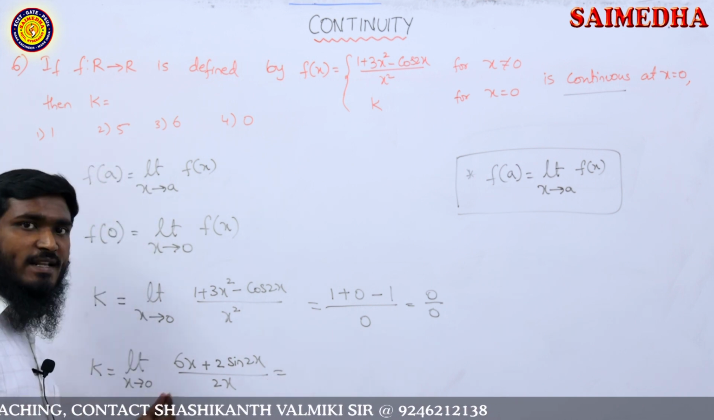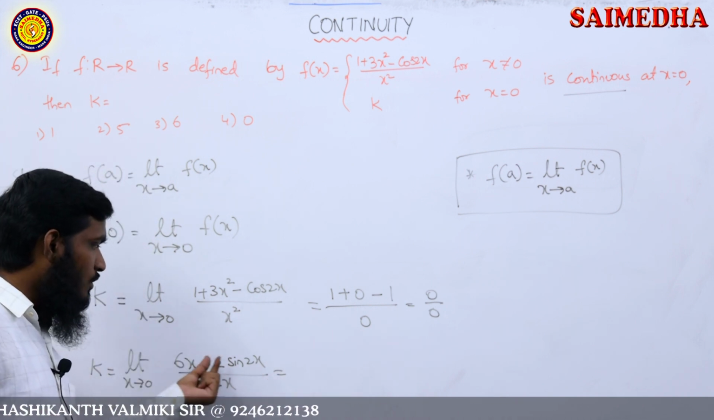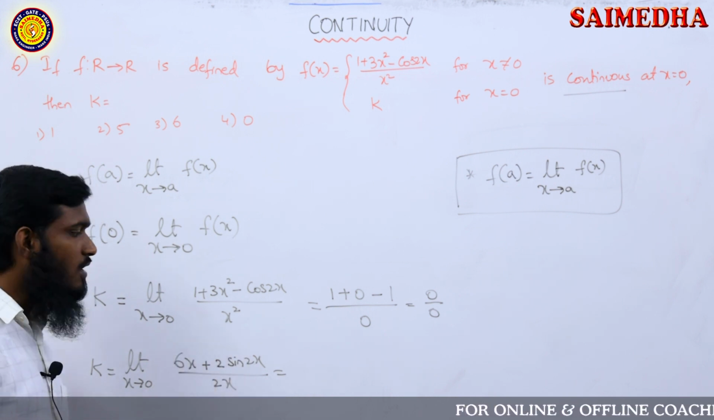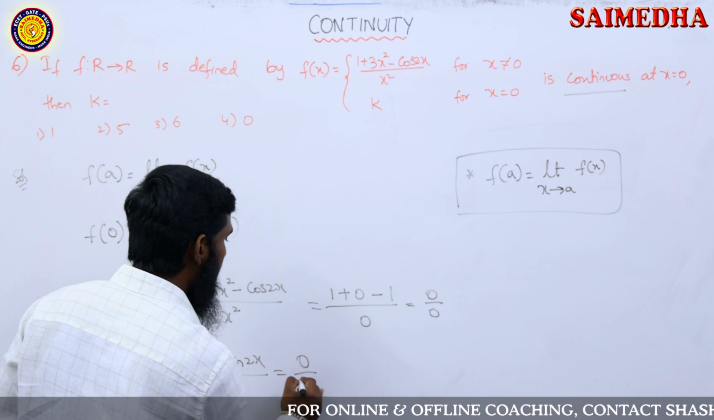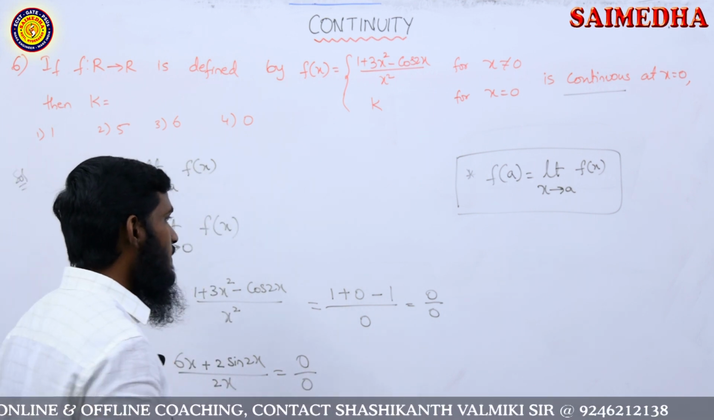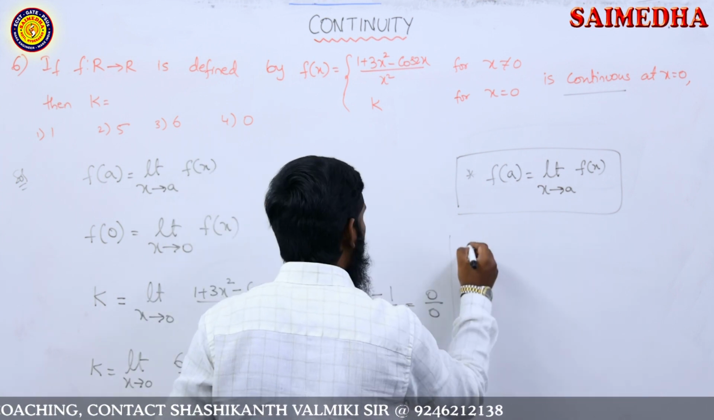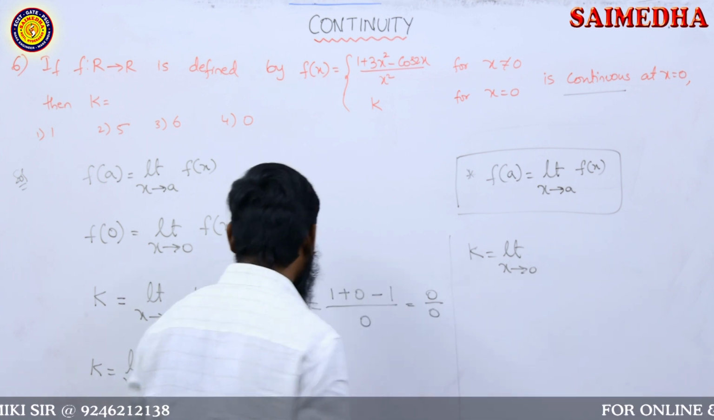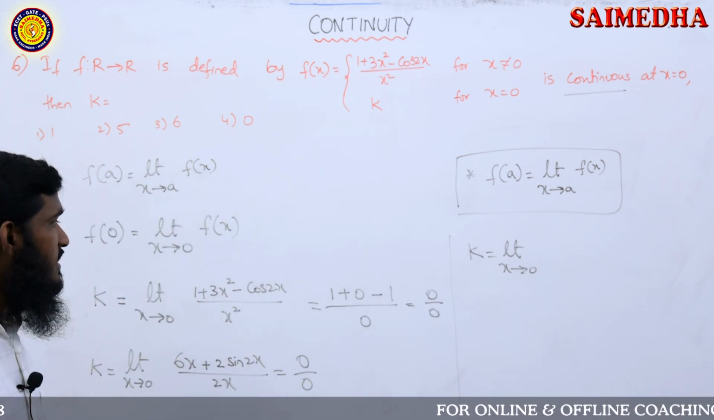Now if you are substituting the x value, this part will become 0, sin 0 is 0, so the numerator we are getting as 0 and the denominator is also 0. So 0 by 0, again we are getting indeterminate form. So what we have to do? We have to apply again the L'Hospital rule. So k is equal to limit x tends to 0 we have taken.